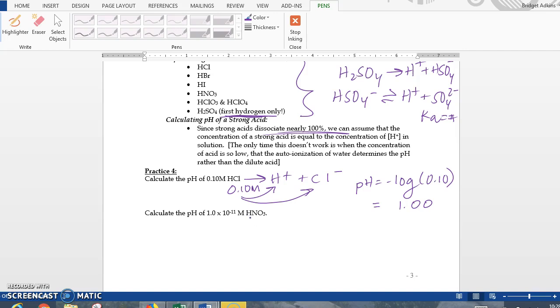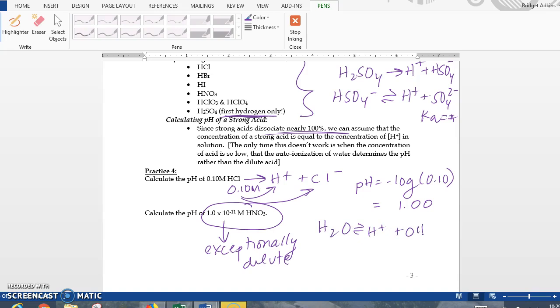All right, for HNO3, this is considered an exceptionally dilute solution. I'm not really seeing these on the AP exam. Textbooks like to include them. So think about what this means. The concentration of the nitric acid is going to be 10 to the negative 11th, which is so small, the autoionization of water actually takes over. And so those are both equal to 1 times 10 to the negative 7th molar.